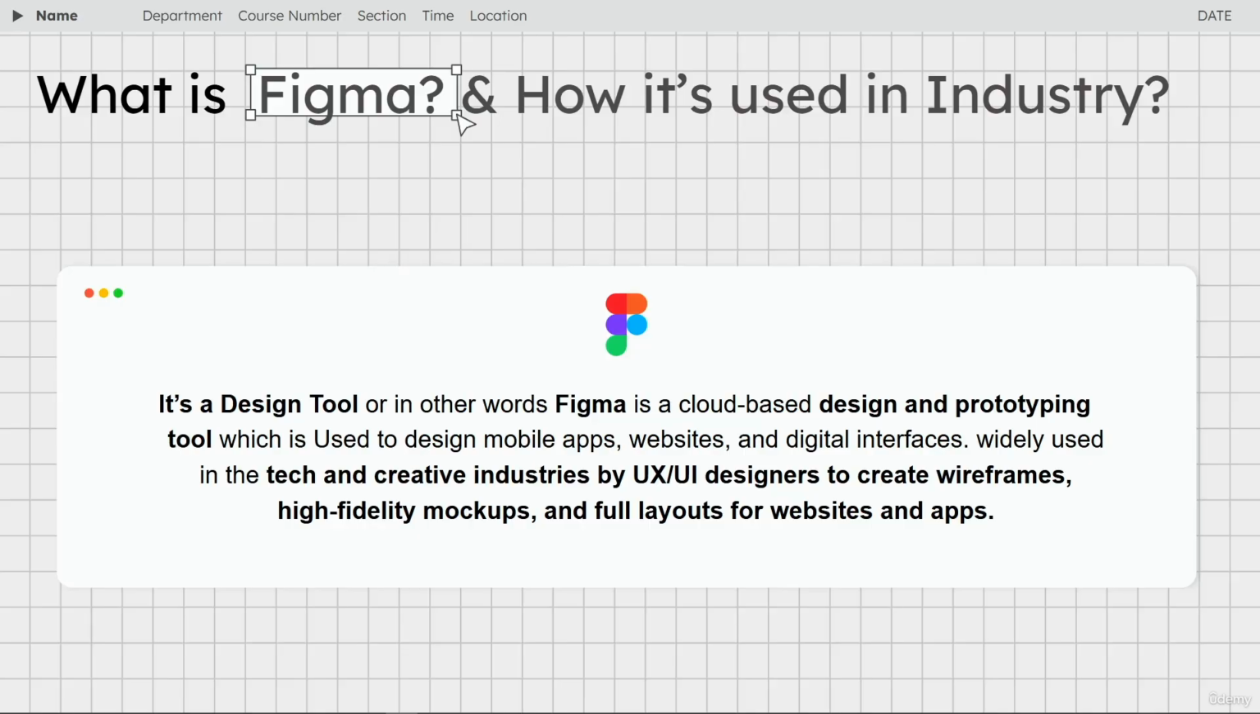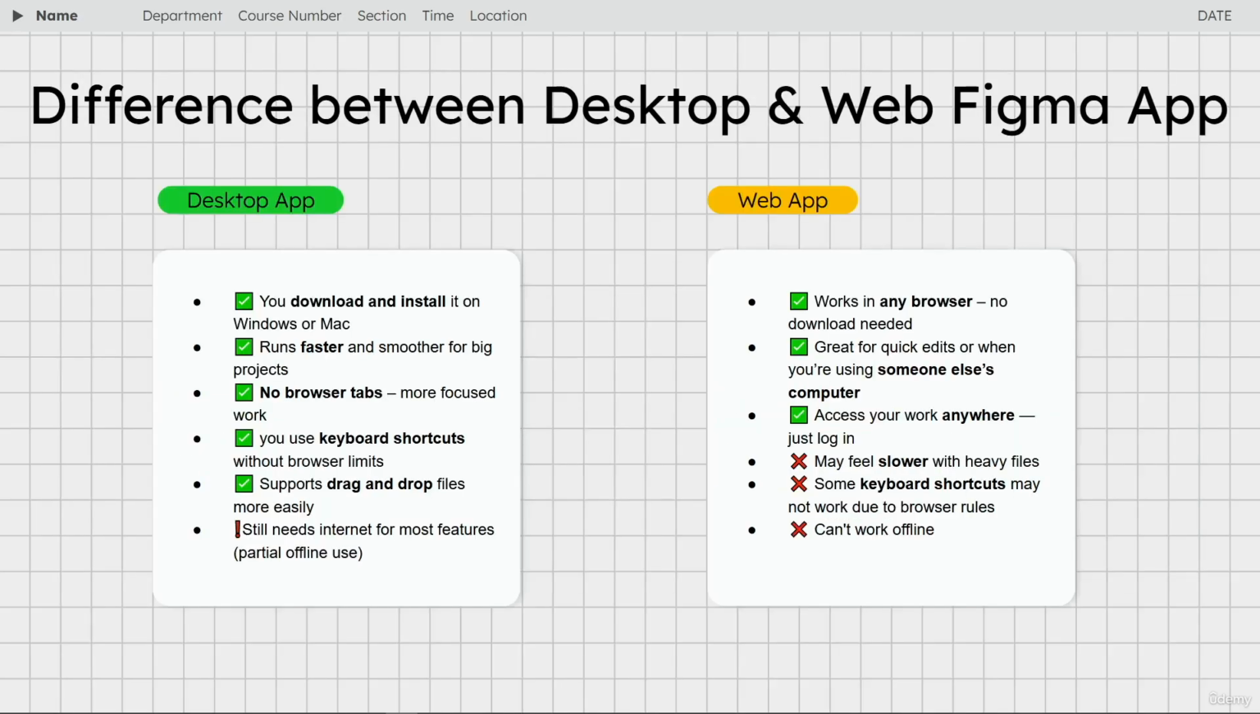Now, Figma can be used or utilized in two ways. It can be used as a desktop app or it can be used as a web application, and you can use them both at the same time. So let me show you the difference.